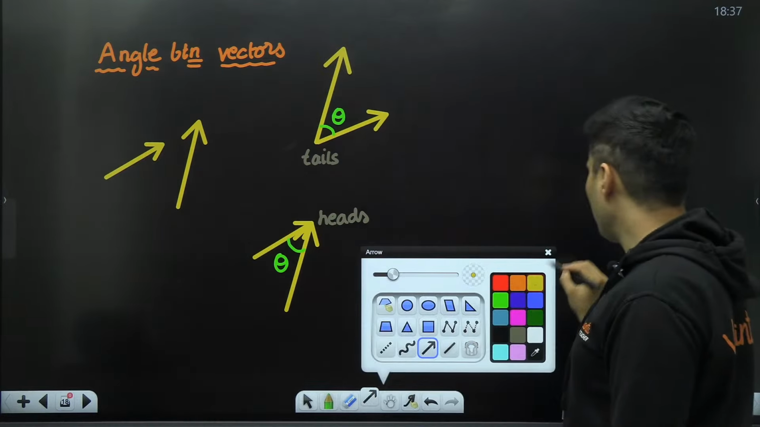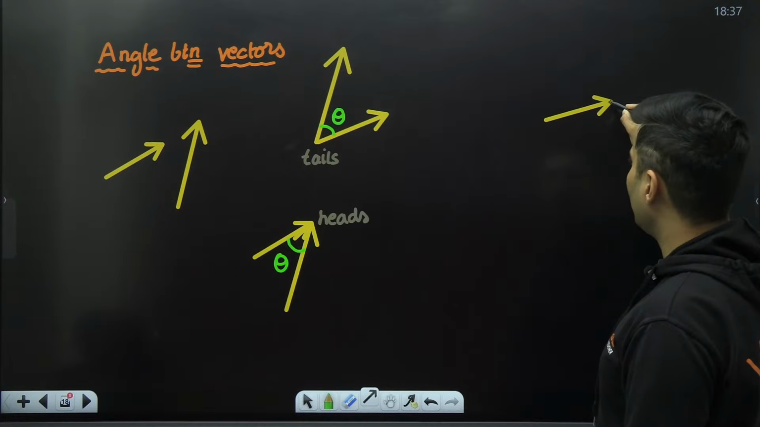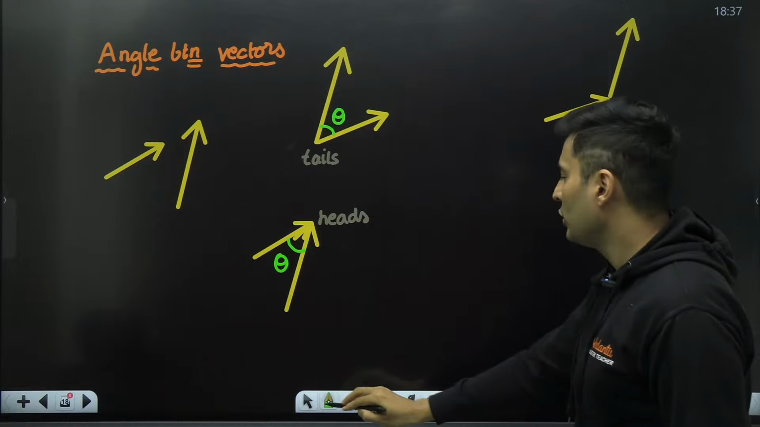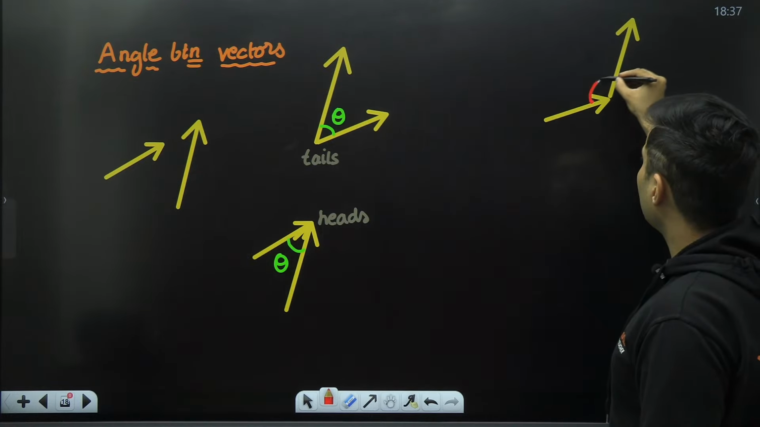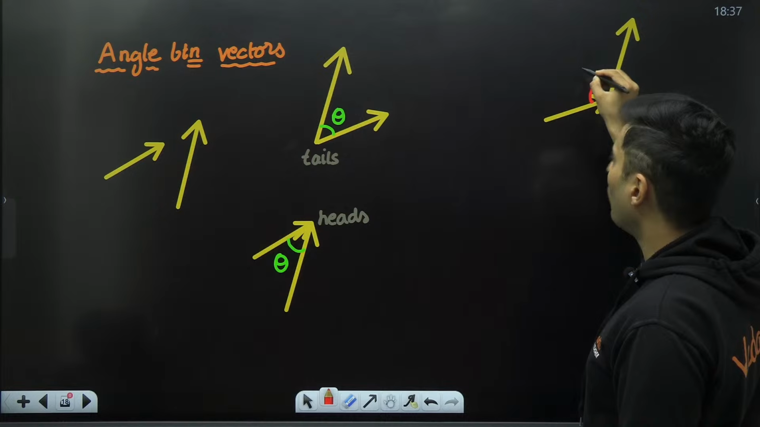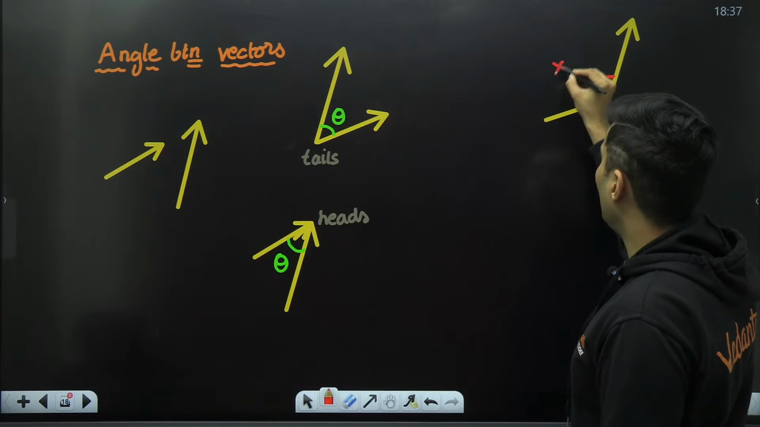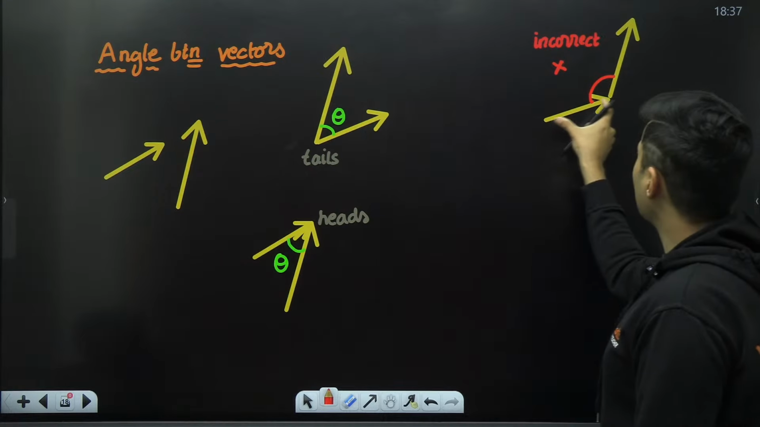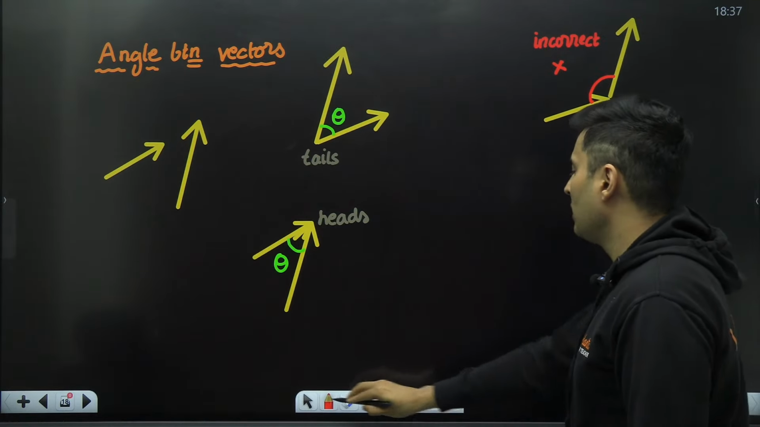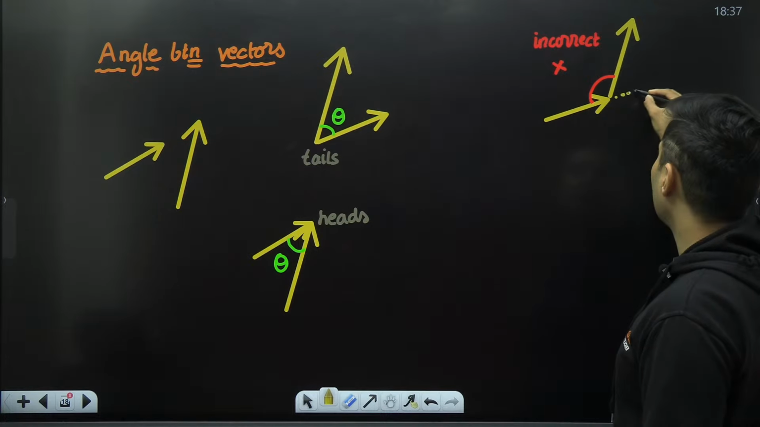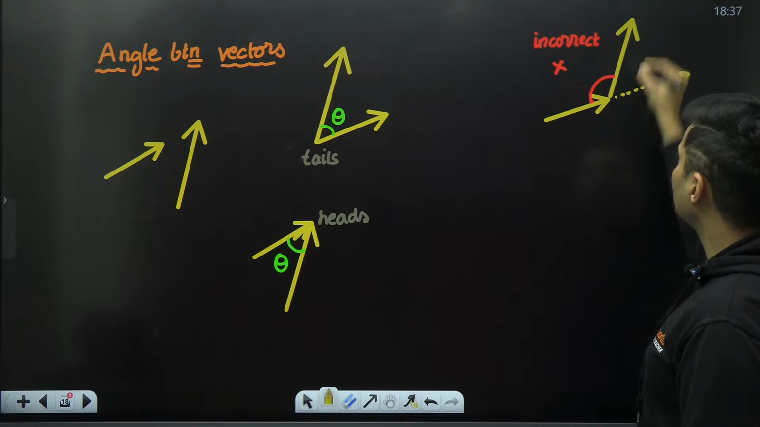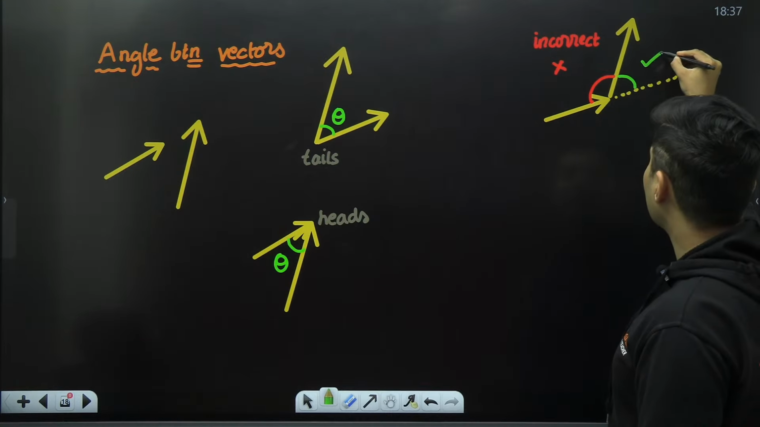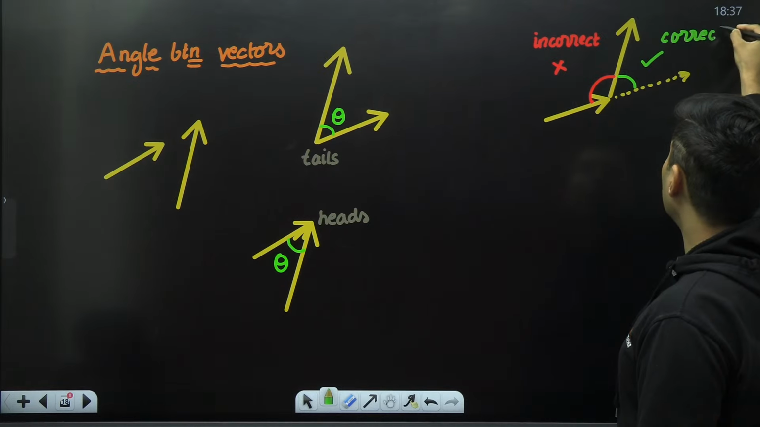But let's say some of you might draw a vector over here like this and another vector like this, and then you will be like, sir, I thought I can measure this angle. This is not the right way of measuring the angle. This is an incorrect angle. If you slide this particular vector over here and bring it over here, then the tails of this vector and this vector will join, and then this particular angle is the correct angle. So this is the correct way of measuring it.